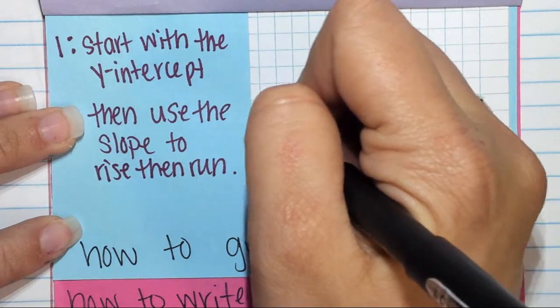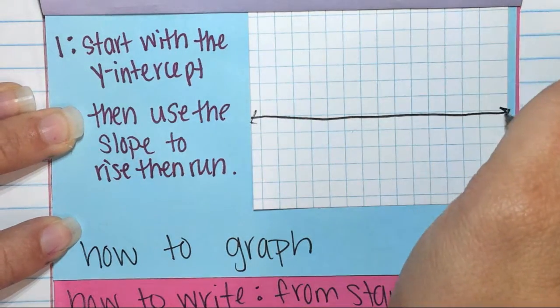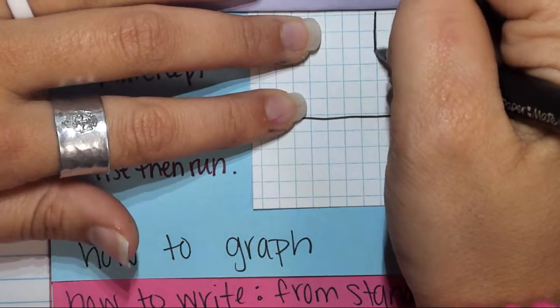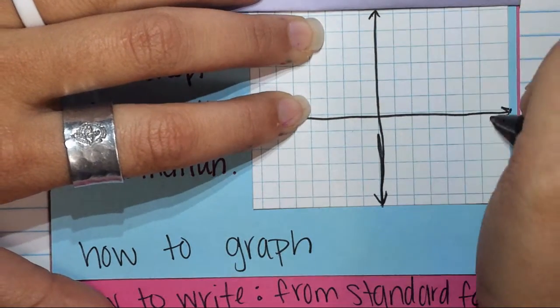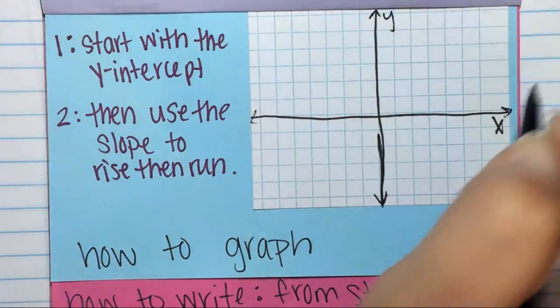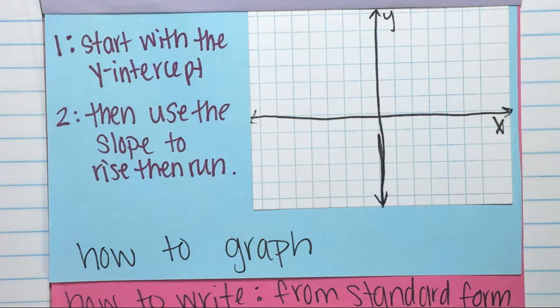So the first thing you do when you graph in slope-intercept form is you start with your y-intercept every time. The b, the constant, that's where you start every single time. After you plot your y-intercept, you use your slope to rise, then run. If it's positive, we go up and to the right. If it's negative, we go down and to the right. Hopefully that'll help you on your homework tonight.